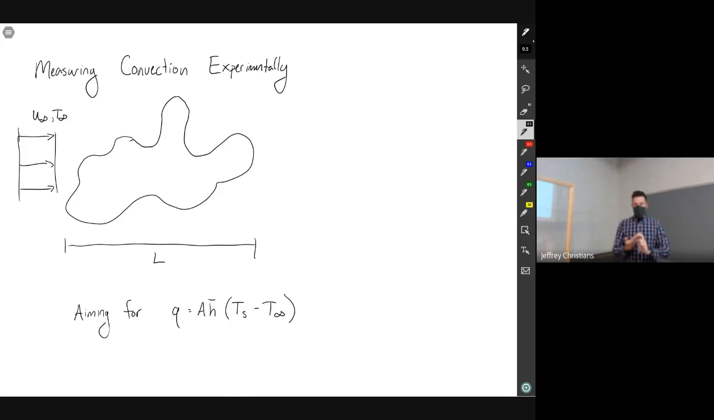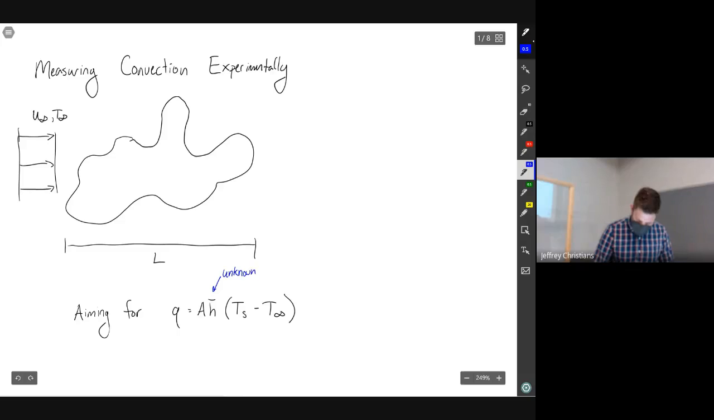We're trying to measure surface temperature and Q to find H. So this is going to be our unknown. We want to be able to measure all of the other terms. So how do we measure Q? Well, typically the easiest way is electrical heating.